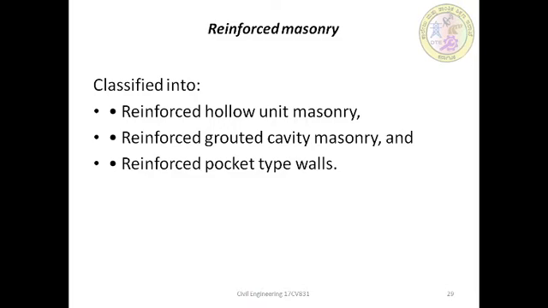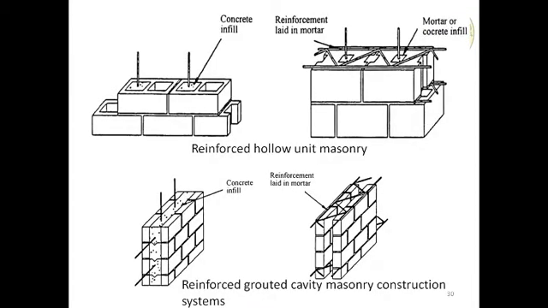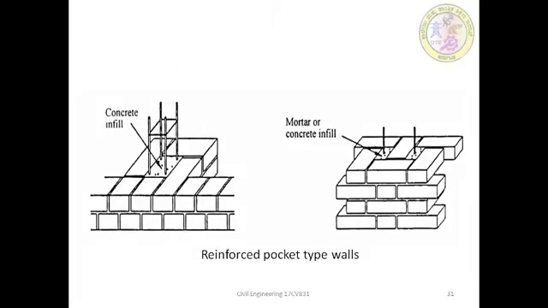There are various ways in which steel reinforcement can be used in a reinforced masonry structural system. Basically, reinforced masonry systems can be classified into three types: reinforced hollow unit masonry, reinforced grouted cavity masonry, and reinforced pocket type walls. In this figure, the first one is reinforced hollow unit masonry, the second one is reinforced grouted cavity masonry, and the next one is reinforced pocket type walls. So this is all about how reinforcing steel is used in masonry.